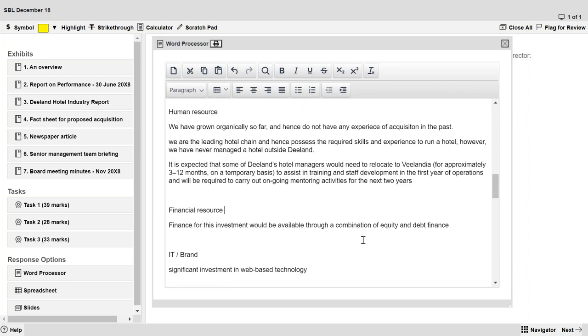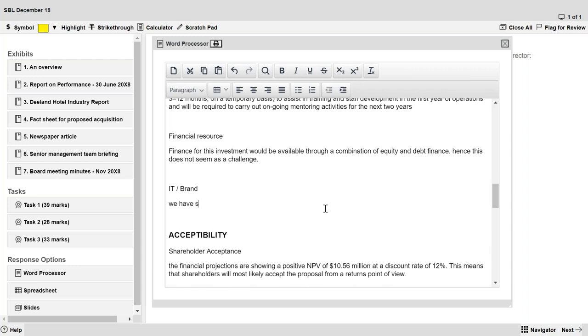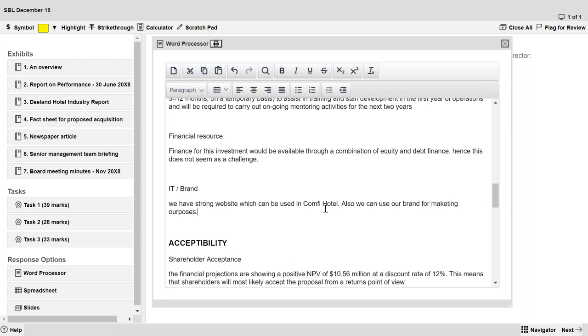That's it. Financial resources. Finance for this investment would be available through a combination of equity and debt finance. Hence, this does not seem as a challenge. Okay, we have the finance. Stop. IT and brand. We have a strong website which can be used in Comfy Hotel. Also, we can use our brand for marketing purposes. That's it.